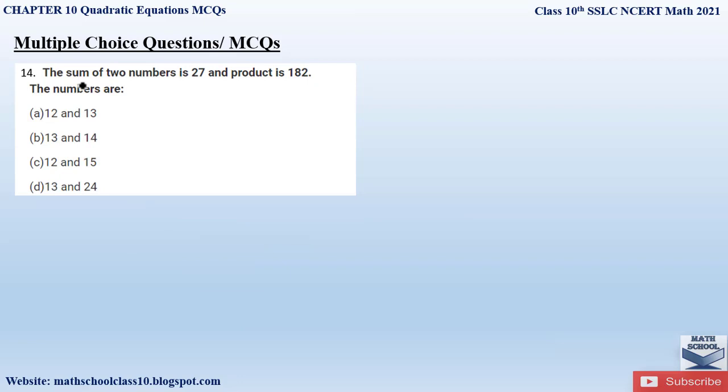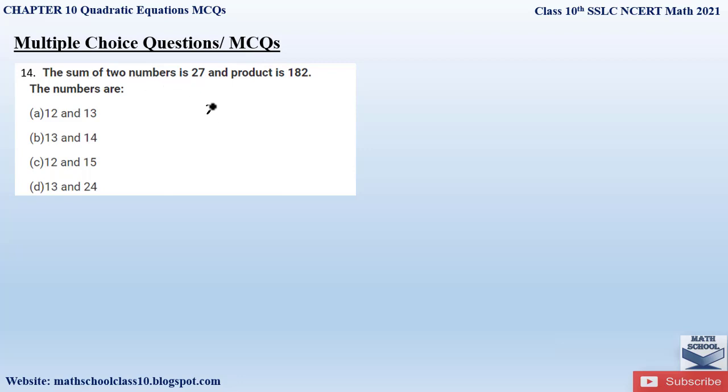Question number 14. The sum of two numbers is 27 and the product is 182. The numbers are... This question can be solved by a lengthy process as well as a shortcut method, but since this is an MCQ question, we will solve it with the shortcut method. So just understand the question. They are telling us the sum of two numbers.